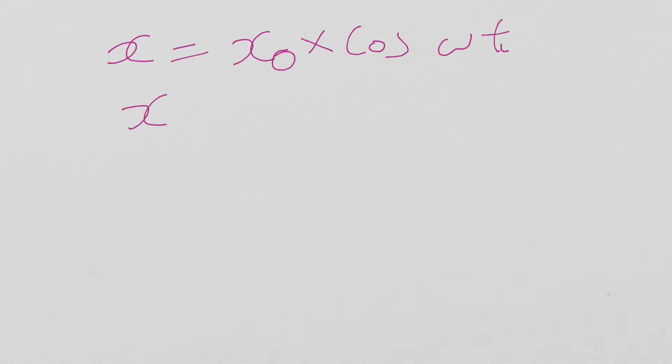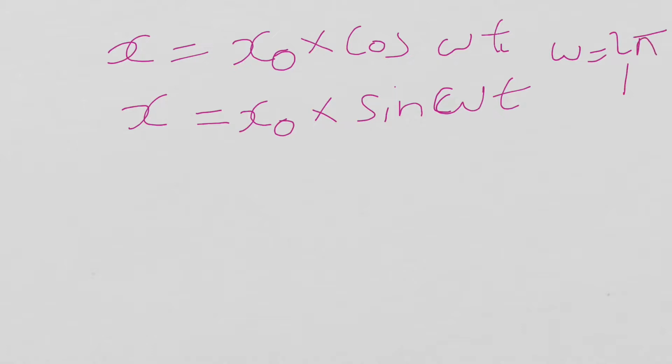Now we are going to revise what we have derived. First of all, we have derived the displacement. So displacement is given by x0, that is maximum displacement, into cos omega t, and we have derived the displacement even by this formula, x0 maximum displacement into sine omega t, where omega is given by 2 pi upon T. So we have derived displacement here.